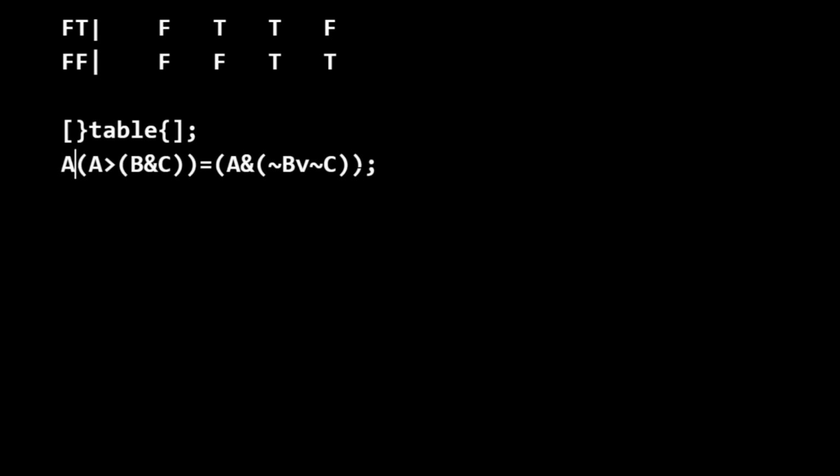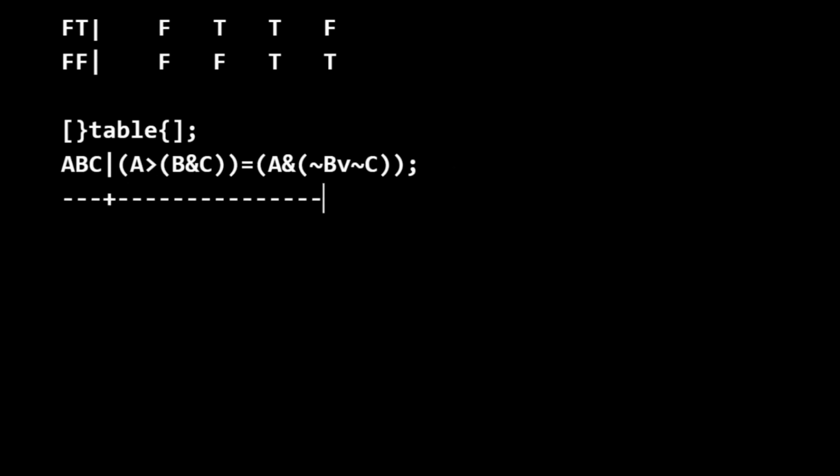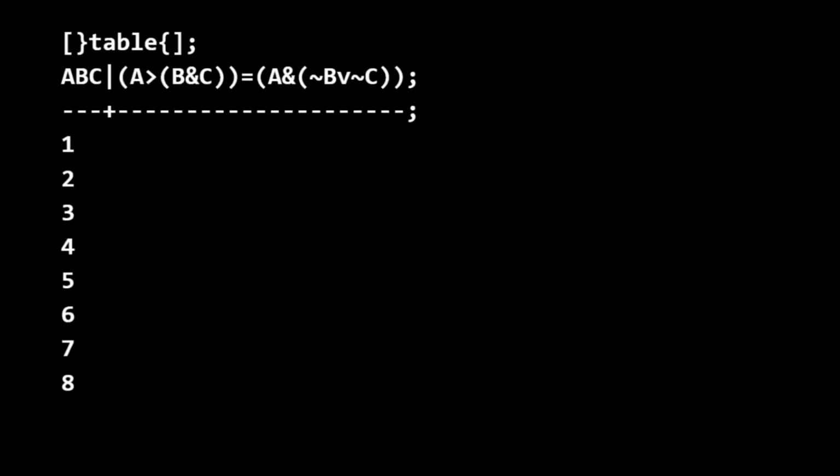And there are 3 variables here. And with 3 variables, we now are going to have 8 rows. So I'm going to skip the column under B, and I'm going to go to the far right column of the interpretations. I'm going to do true, false, alternating all the way down.